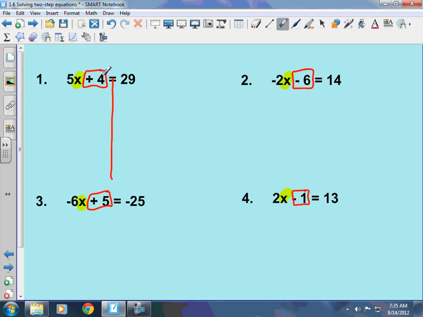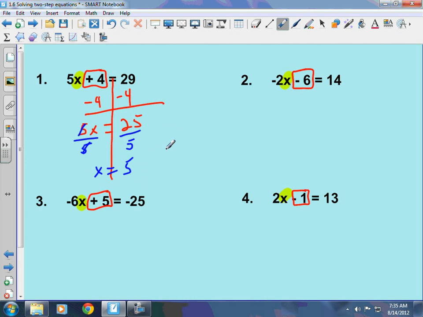Because I put a box around the constant and the sign to the left, it makes it easier for me to identify. This is a positive 4. I have to do the opposite to move it to the other side. So that means I have to subtract 4 to both sides. 5x equals 25. Now I divide both sides by 5 because I got to get rid of the 5, and that's multiplication, opposite of division. X equals 5. 5 over 5 is 1, 1x, and x are the same thing.